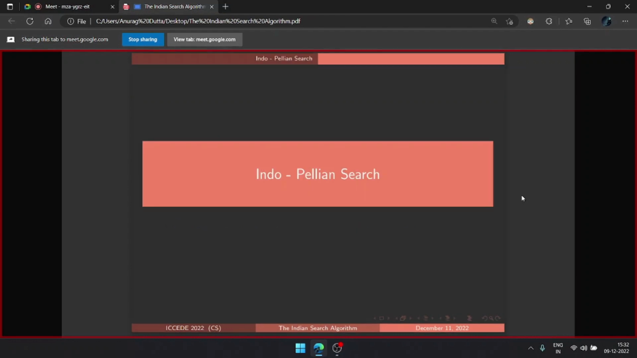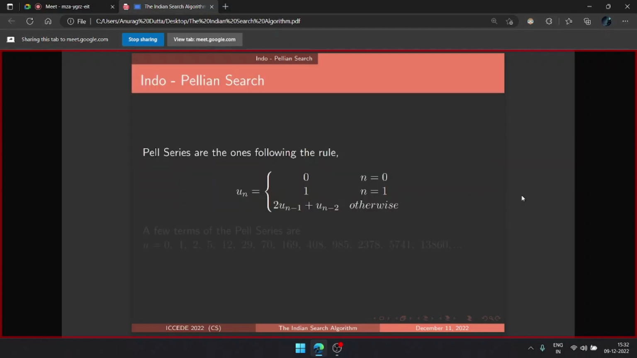Firstly, the algorithm. The Indian Search Algorithm is not a particular algorithm. It is basically a set of many algorithms, as there could be many modifications. The first sub-algorithm in that set is the Indo-Pell search.